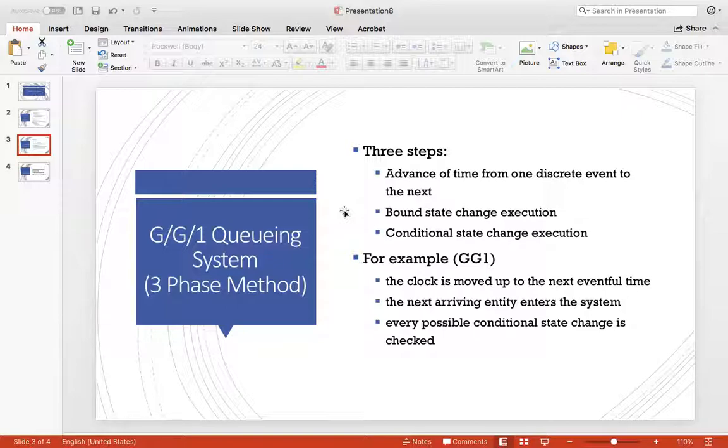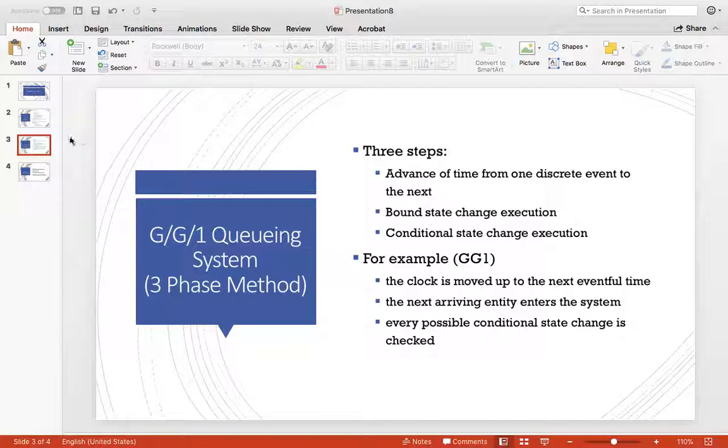And for example, just to put a word picture onto it without the ice cream example, a clock moves up to the next eventful time, so as I said, from 5 to 7 minutes, and then say the next arriving entity appears in the system would also be a possible state change that happens, a bound state change in particular. And then lastly, the conditional state change would be looking at every other occurrence that happens at 8 minutes that goes on right there.